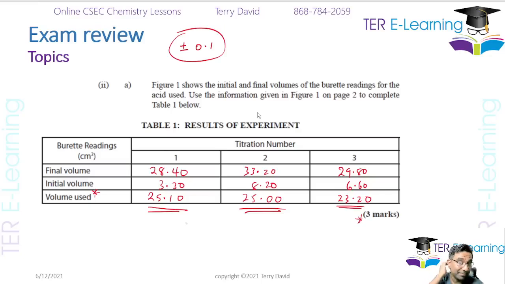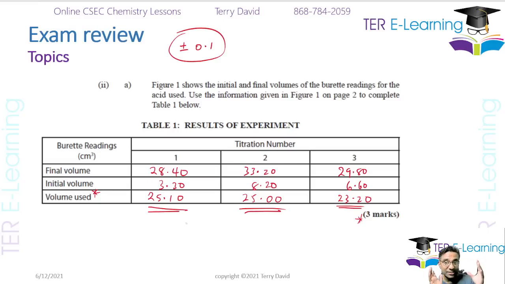That is important here, right? So if you've never seen this before, the values must only differ by 0.1. Now if you look, the first value is 25.10, the second value is 25.00, but the third value, something is wrong with that value. I'm getting 23.20. That is way off compared to the first two, right? So therefore, I'm going to ignore that third value.